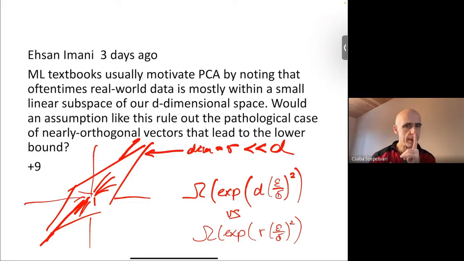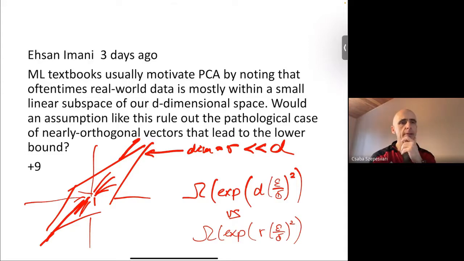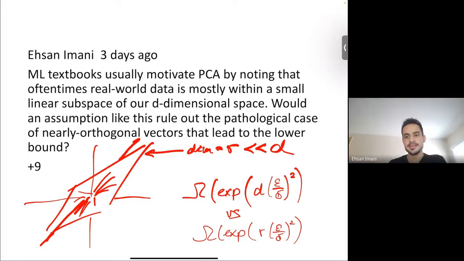There was some other part of your question, or did I answer everything? Yes, okay. So that was the part of the question, whether it's a reasonable assumption or not, in a reinforcement learning problem as opposed to supervised learning.